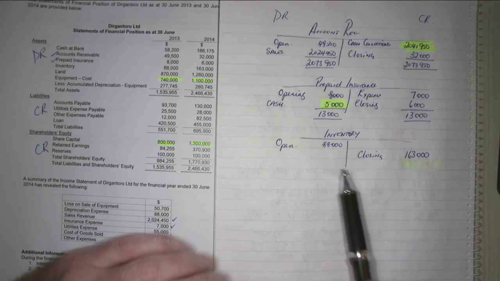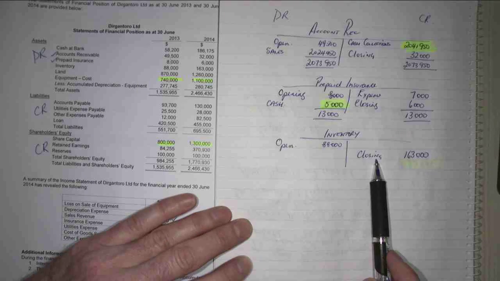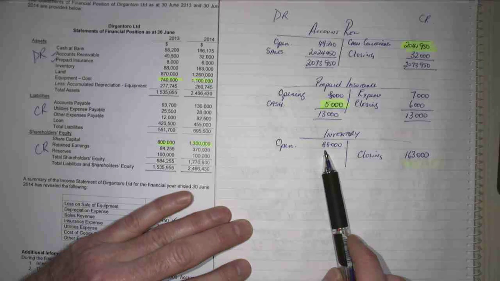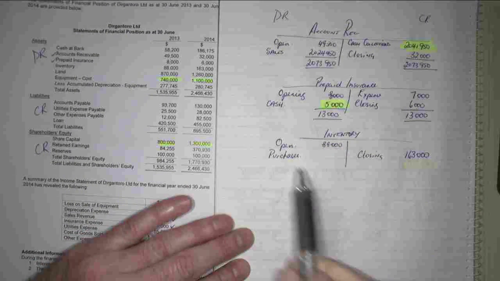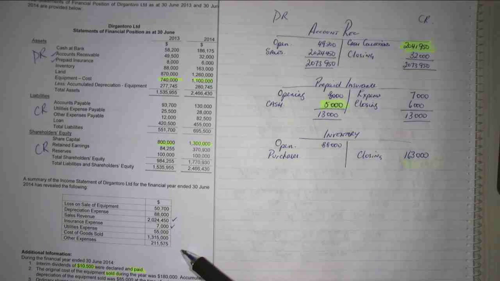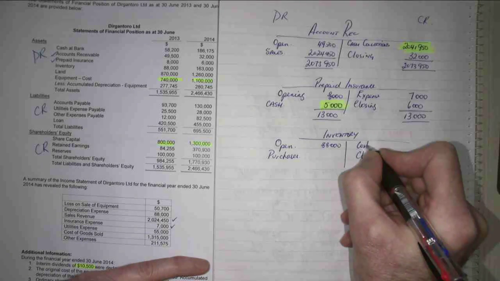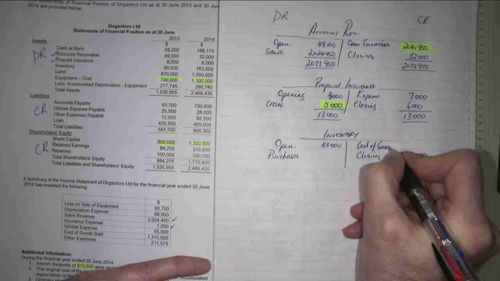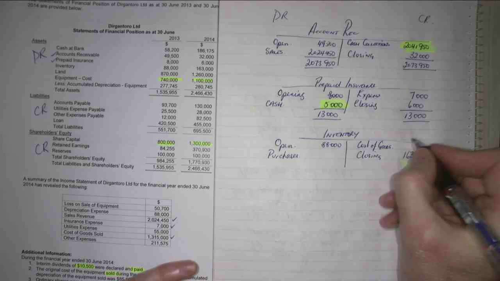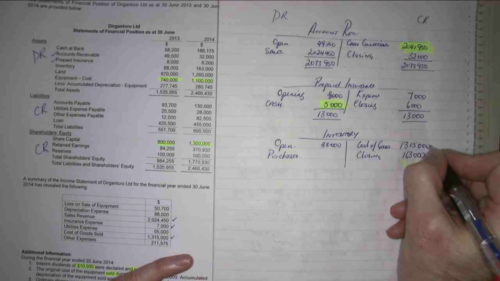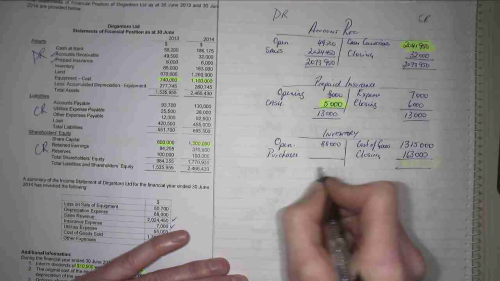My opening balance in my inventory is 88,000. Okay, so I've got my opening inventory and my closing inventory. What increases my opening inventory? Well, that'd be purchases. But I don't know what my purchases are because it doesn't give me that information anywhere. What decreases my inventory? Yeah, cost of goods sold, and that piece of information is given to me down here. It's 1315,000. So from that I can work out a balance.